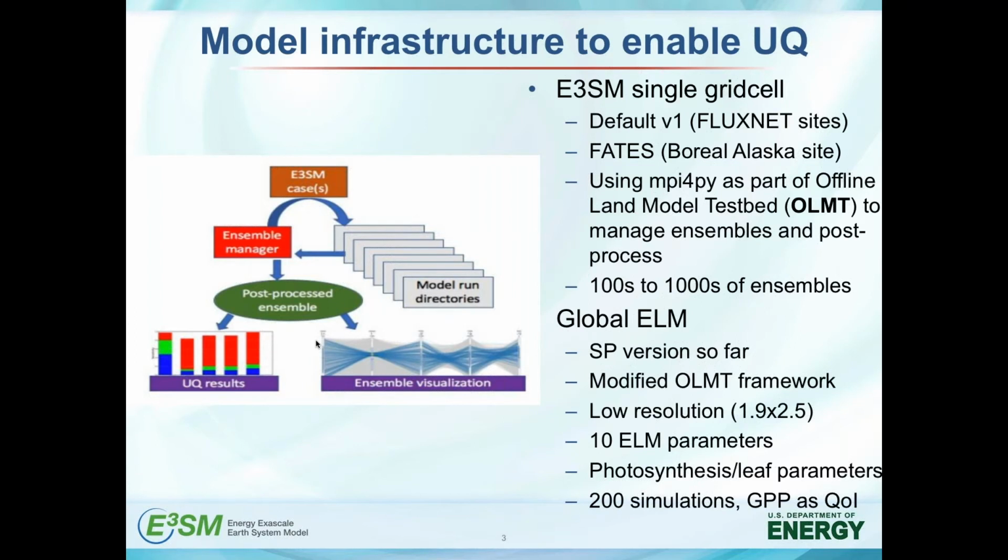More recently, we've begun developing infrastructure to enable global scale uncertainty quantification. So most of what I'll present today was actually based on the satellite phenology version of the model, but we're in the process of extending that to a BGC as well. So it's a modified version of the offline land model testbed where we're managing global runs, typically at low resolution, so 2 degree in this case. So I'll be talking specifically about a study where we modified 10 ELM parameters, primarily dealing with photosynthesis and leaf properties. And we ran 200 model simulations and analyzed gross primary productivity, or GPP, as our quantity of interest.